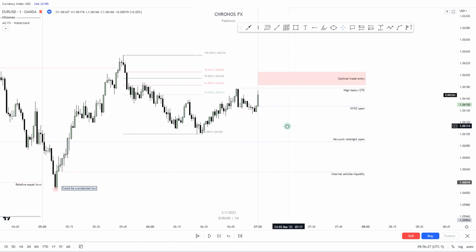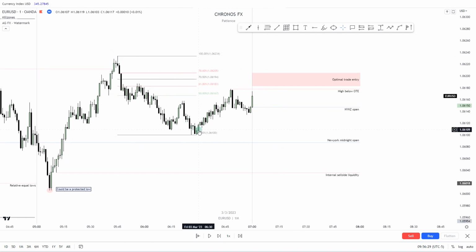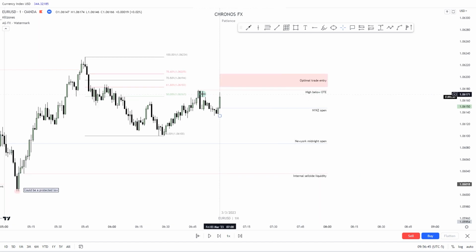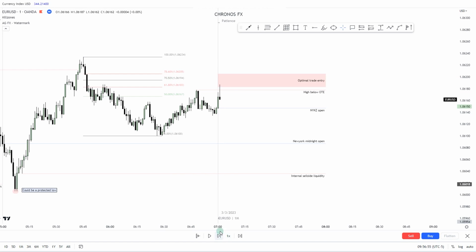All right. So we have this swing. We have the 50%. The price steps into the 50%, but it's before the New York kill zone, so we don't want to trade that. I will mark this high. Above this high, we still got the OTE untouched, the optimal trade entry. But I'm waiting. All right, so the New York kill zone starts, price goes above the New York kill zone open, takes out this high, comes into our optimal trade entry.